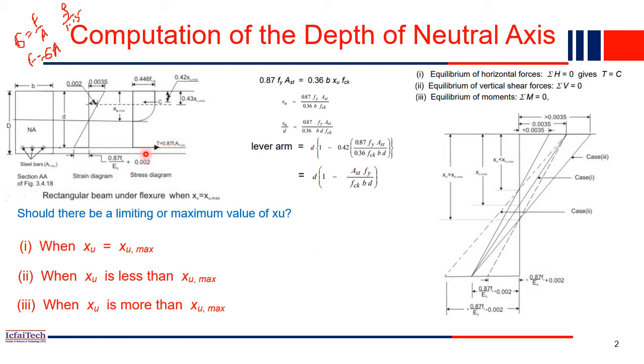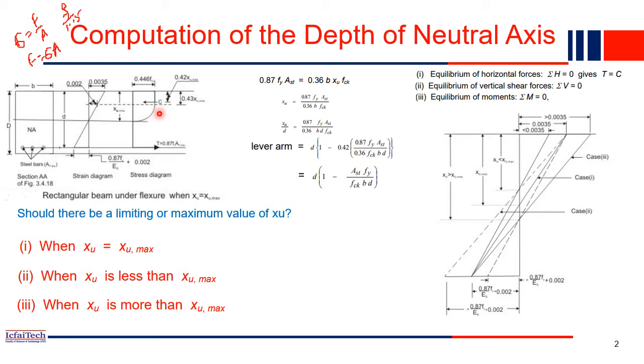Fy is the stress, and how much is the area? So force is what? Stress into area, right? Stress you understood now, 0.87 Fy. But what is the area? Area is the total area of the steel bar. Here maybe 3, 4, whatever is the number of bars, so the total area of steel in tension is Ast. So 0.87 Fy, the stress, multiplied by Ast will give you total tension T.